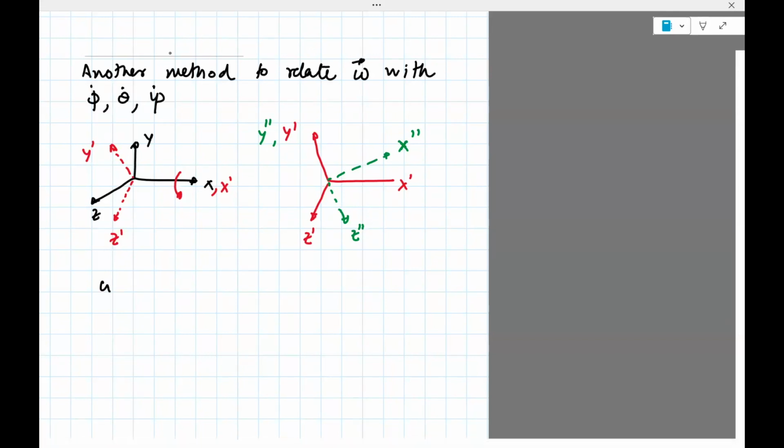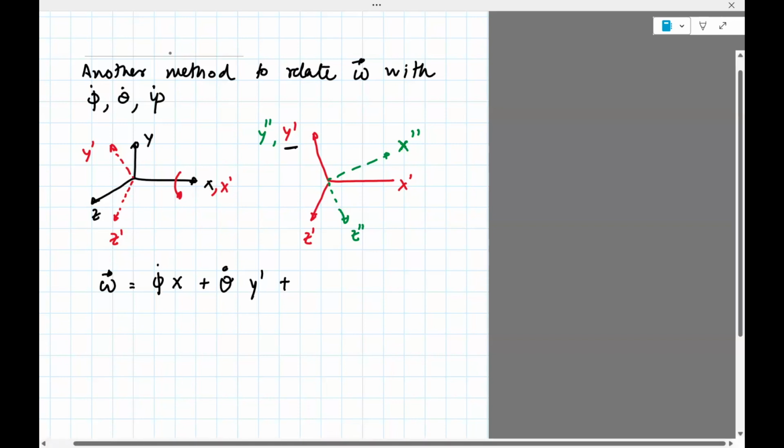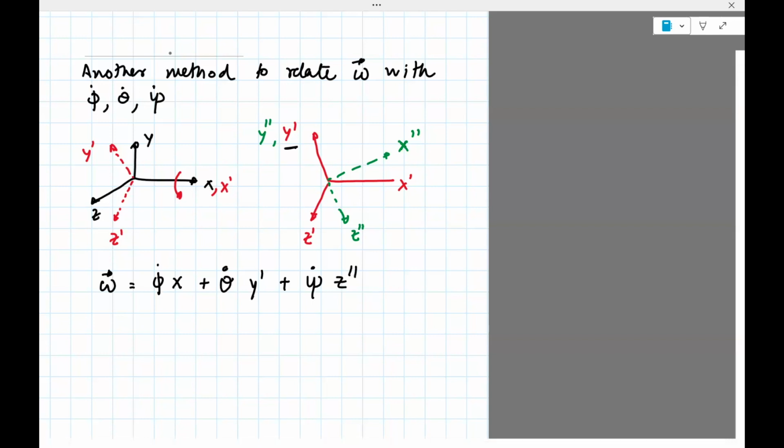Now omega is simply phi dot x plus... the first rotation is about the x-axis. This is like a planar rotation, there's no problem with that. The second one, however, is about y, so it's about y prime, so here we need to put theta dot. The axes have changed. And then finally, we have psi dot about z, which will go under a rotation that I have not shown.